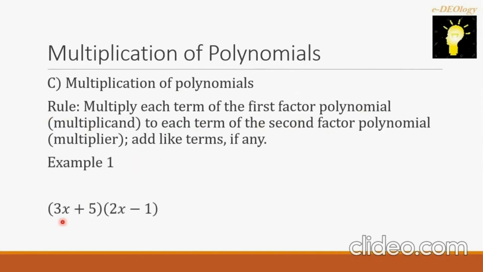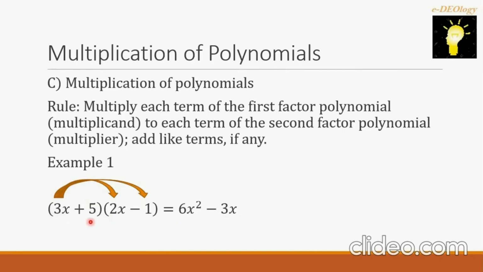Example 1: 3x plus 5 multiplied by 2x minus 1. So what we'll do, the first term 3x of the first group will be multiplied to the terms of the other group. So the 3x is multiplied to 2x, we'll get 6x squared. 3x multiplied by negative 1, we'll get negative 3x.